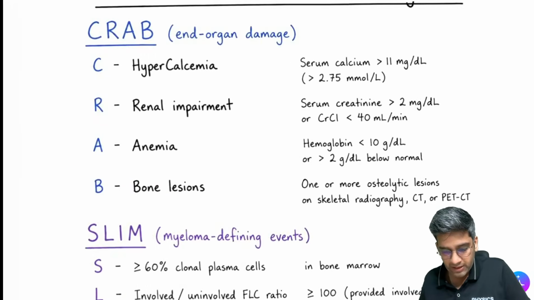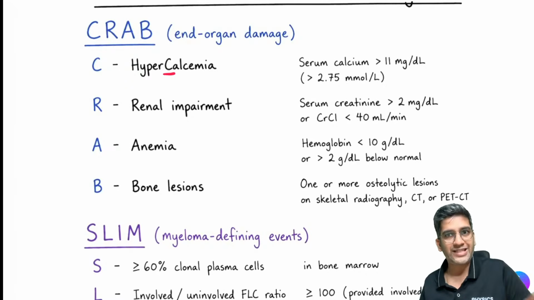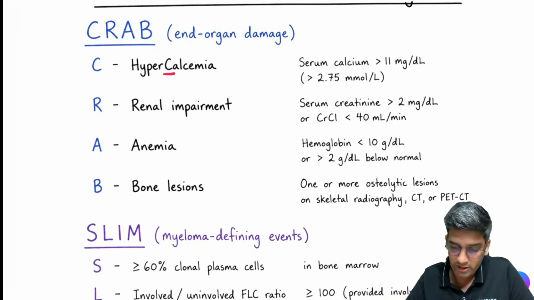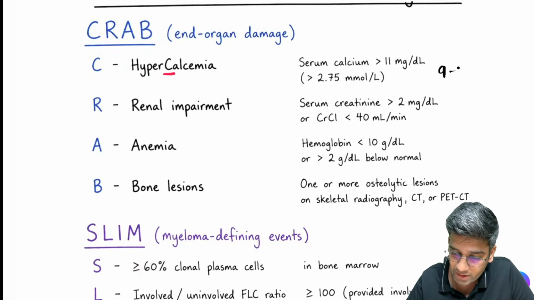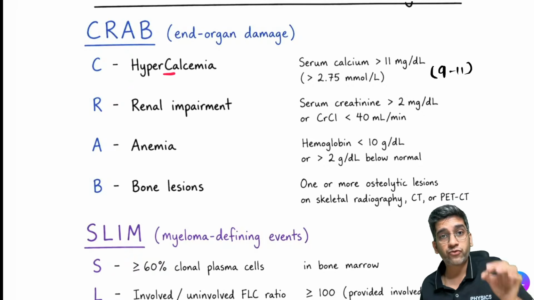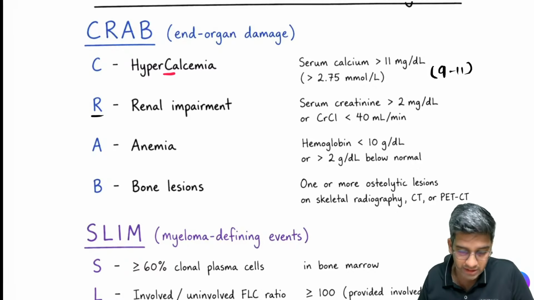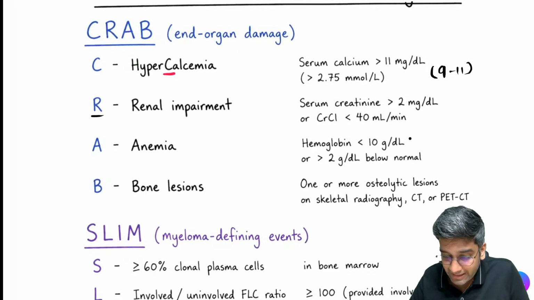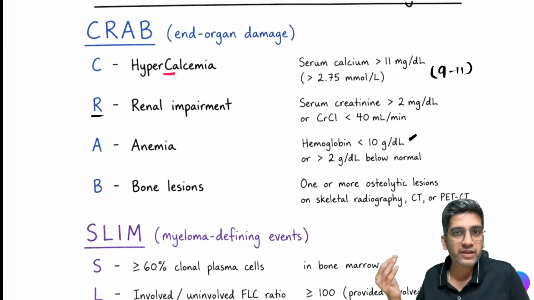You know CRAB. Hypercalcemia, C, is more than 11 milligram per deciliter. 9 to 11 is normal. Anything more than 11 is abnormal. Renal impairment is more than 2 milligram percent for multiple myeloma. I'm going to call it the R of the CRAB criteria, right? Then A, anemia: hemoglobin less than 10 gram if I don't have a previous value.